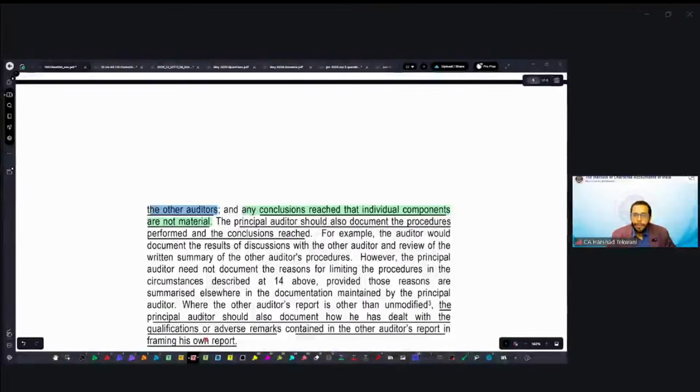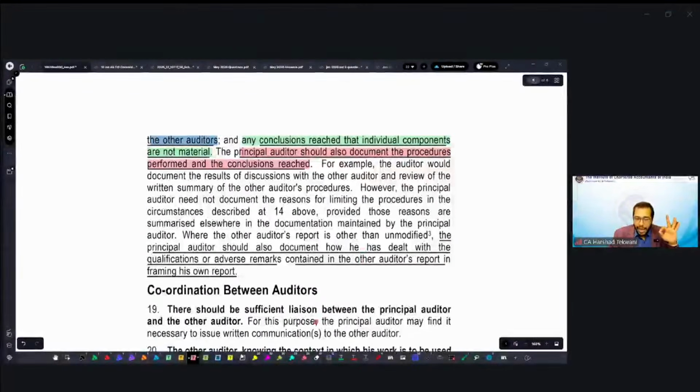Then you need to document the procedures performed by the principal auditor and the conclusion reached on all this information that you have gathered. And at last, very important, document how he dealt with the qualification or the adverse remark contained in the other auditor's report while framing his own report.